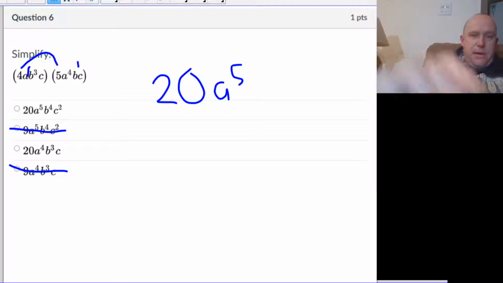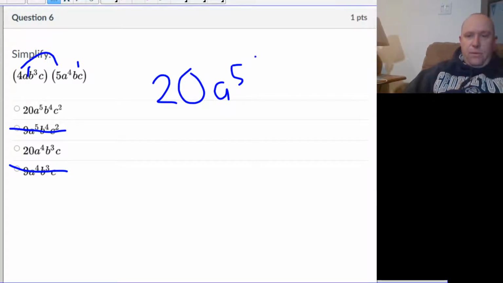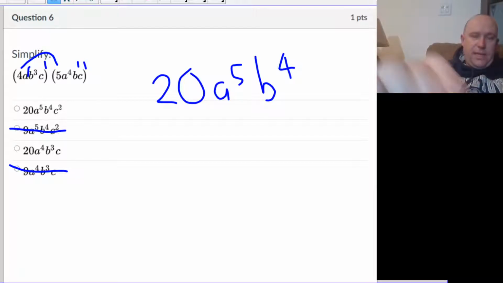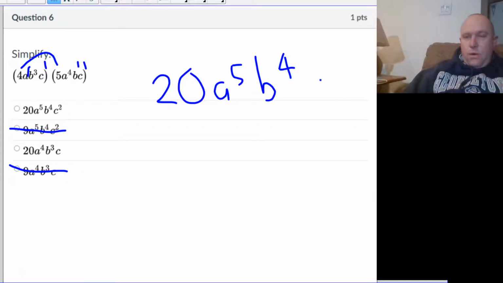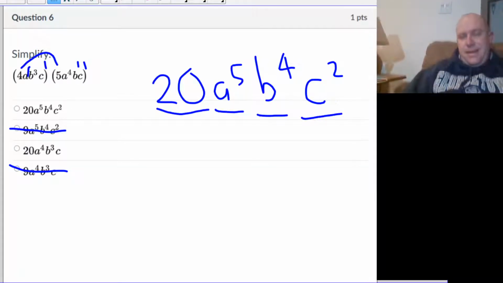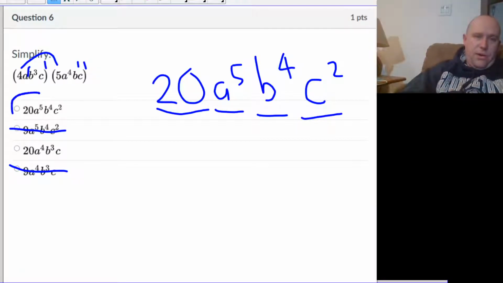Same with this b over here. This is a 1. 3 add 1 gives me 4. And for the C's, if necessary, you can put a little 1 there. 1 plus 1 is 2. But notice how I did my numbers first, and then I did my letters second, but I did them in alphabetical order as I went through. And that would be this answer here.